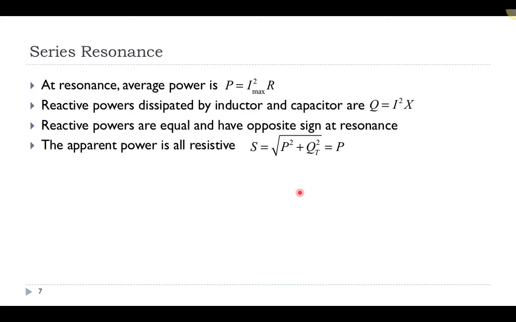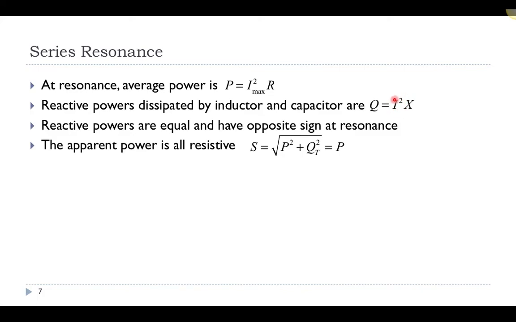So at resonance, the average power in the circuit is just the current squared times resistance, where this current is the maximum amount of current. There is still reactive power dissipated by the inductor and the capacitor, and so the reactive powers I could certainly figure out. For each one, it would be the current squared times the reactance.